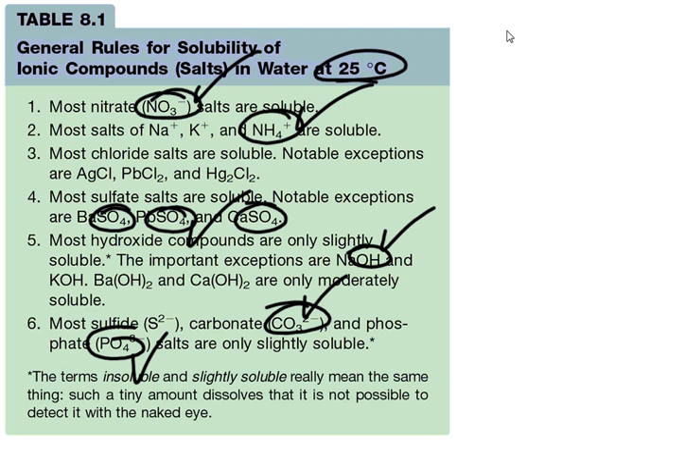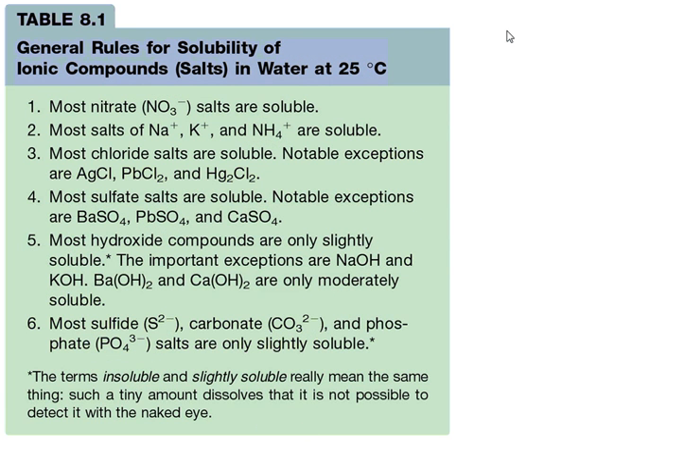All right, so let's go ahead and clear this up here. All right, now, the first one. Most nitrate salts are soluble, meaning if there's anything that has a nitrate on it, it's going to be a soluble compound. Anything from lead nitrate to mercury nitrate to potassium nitrate, sodium nitrate, okay, nitrates are soluble.